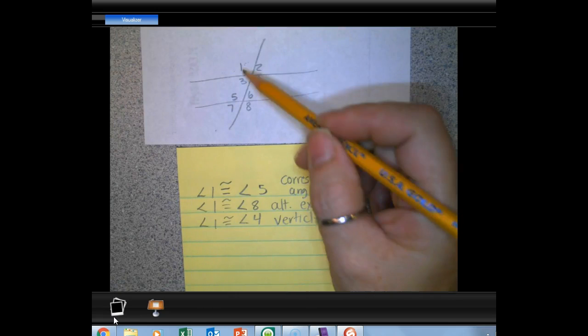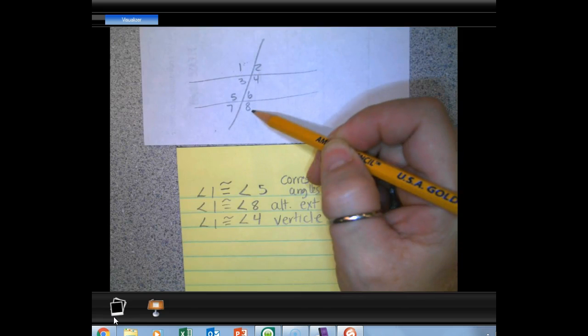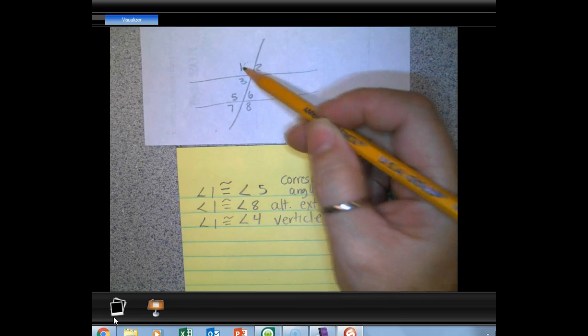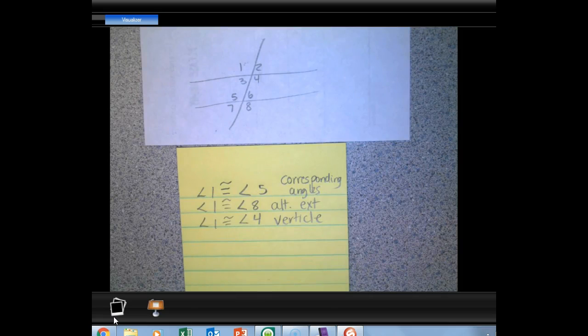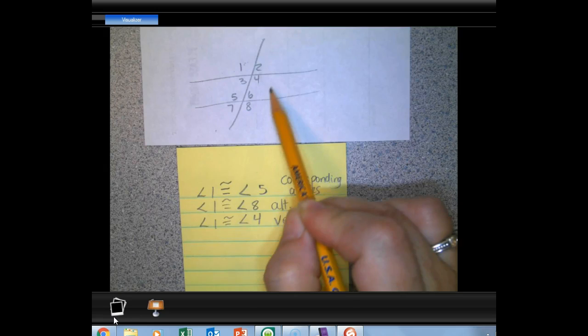Okay, so we have angle 1 and angle 5 are corresponding. Angle 1 and angle 8 are alternate exterior. Angle 1 and angle 4 are vertical. Yes. What about angle 1 and angle 2? Angle 1 and 2 are alternate interior. They're inside the parallel lines.